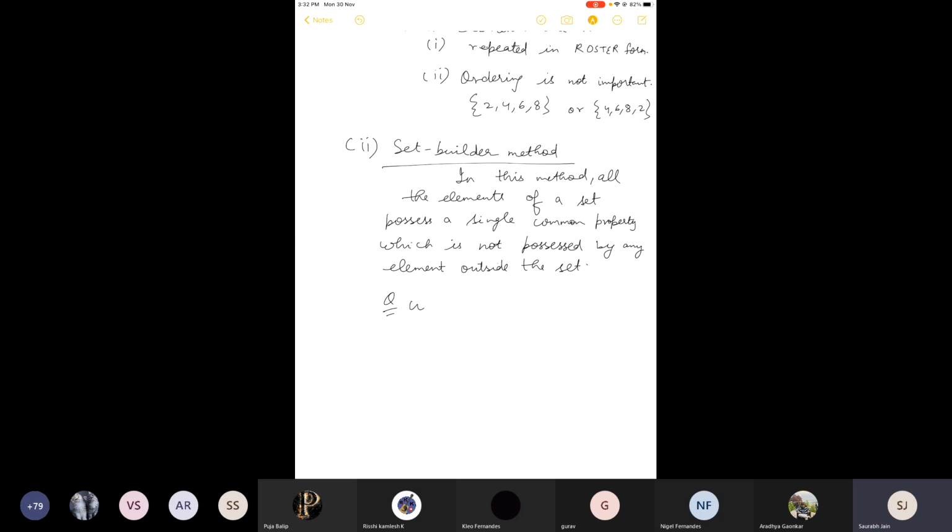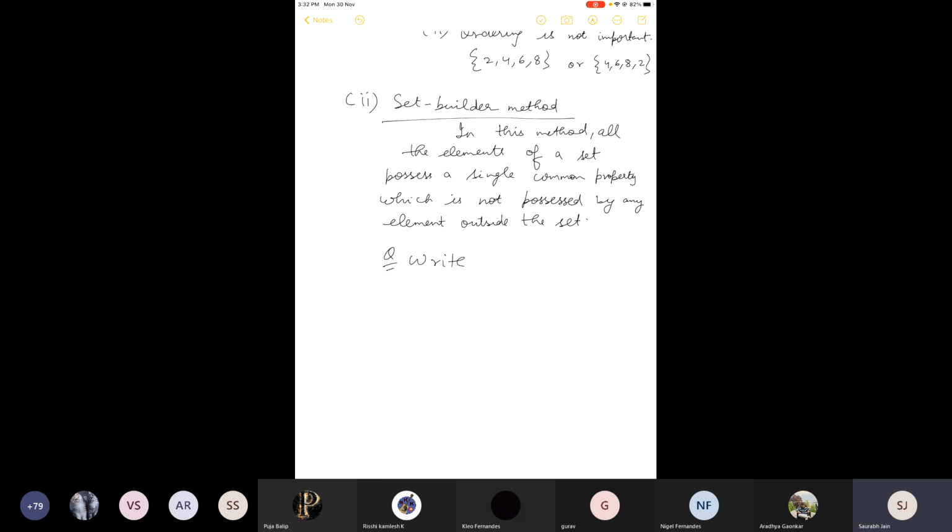Now, let me tell you with the help of examples how we use the set builder method. That will be easy for you. Write this set A, which is {A, E, I, O, U}. Now you know what this is, okay? In the set builder method, set builder form.